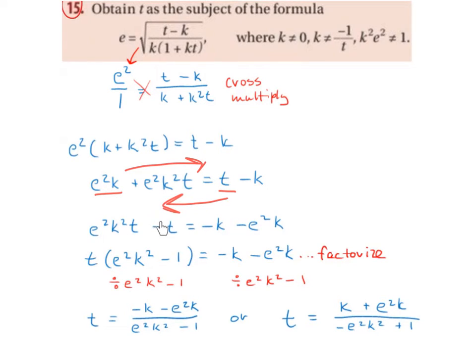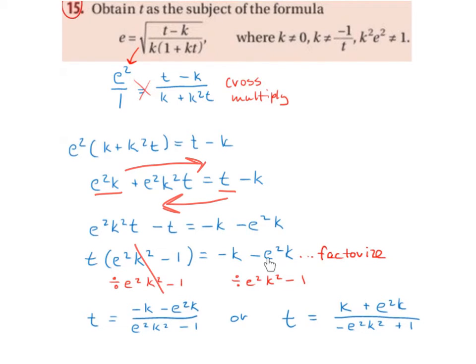Now I'm going to factorize. I'm going to pull out the T. T into E squared K squared T leaves me with E squared K squared. T into minus T goes minus 1 times. And the right hand side stays the same. So now I have T multiplied by E squared K squared minus 1. So I'm going to divide by E squared K squared minus 1 so that they cancel, leaving me with the T on its own. If I divide by E squared K squared minus 1 on the left of the equal sign, I must divide by E squared K squared minus 1 on the right of the equal sign.